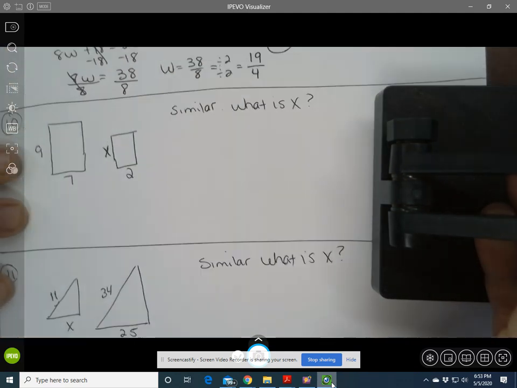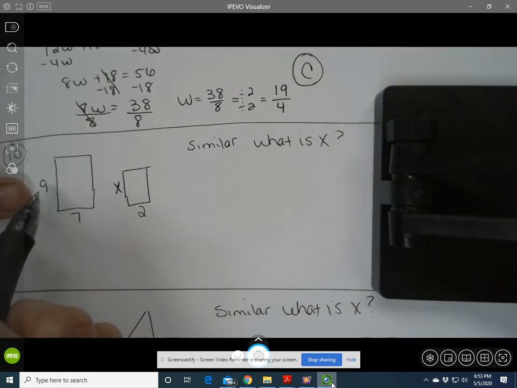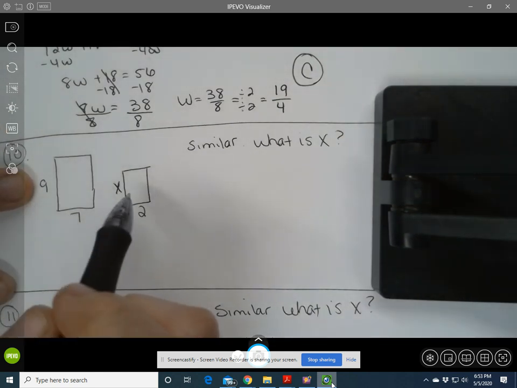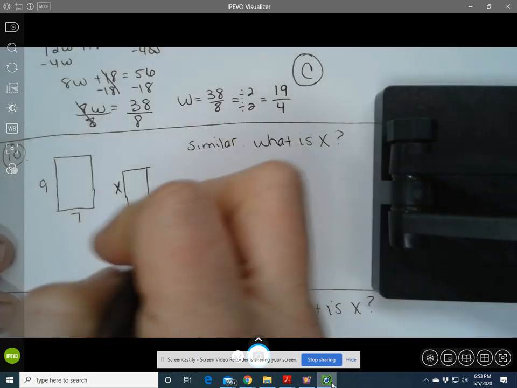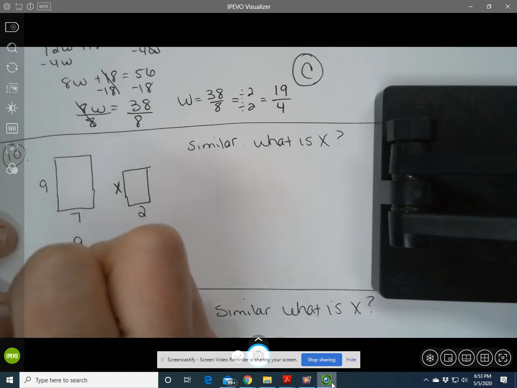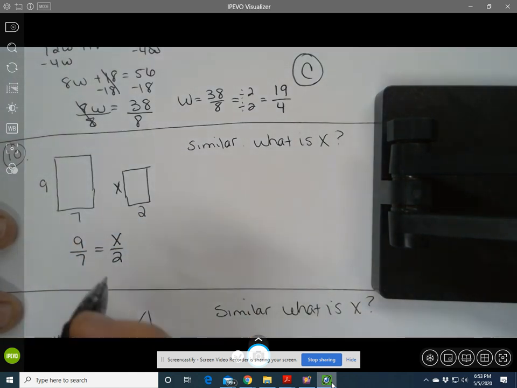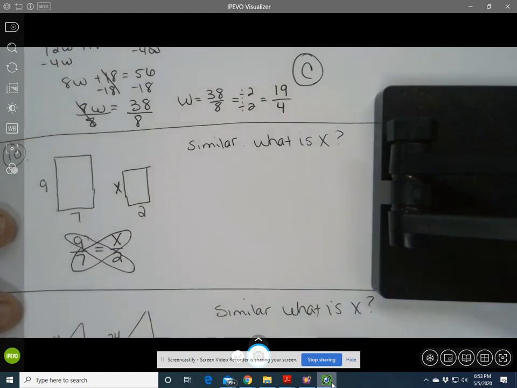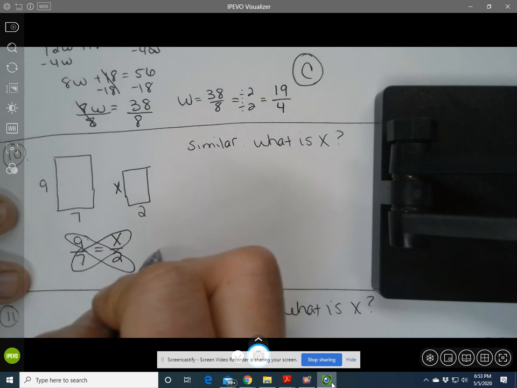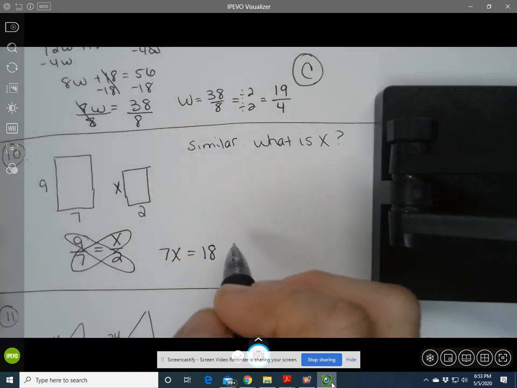All right, number 10, similar figures. We did a little bit of this, or you should have done a little bit of this in 8th period. If you didn't, you just set up a proportion where this figure is equal to that figure, keeping the sides lined up on the same. So you would say 9 over 7 is equal to x over 2. And since, again, this is just a proportion, you just cross multiply. So 7 times x is 7x is equal to 9 times 2 is 18.